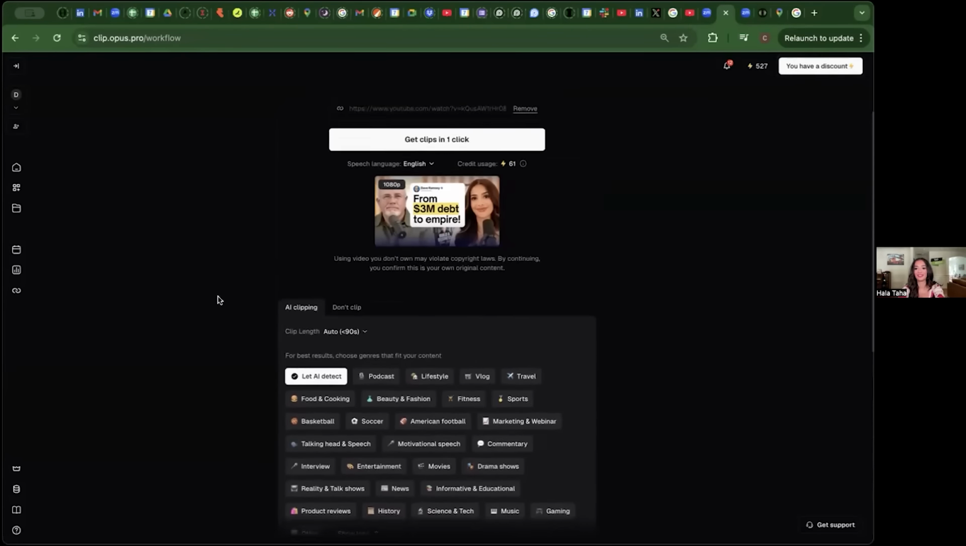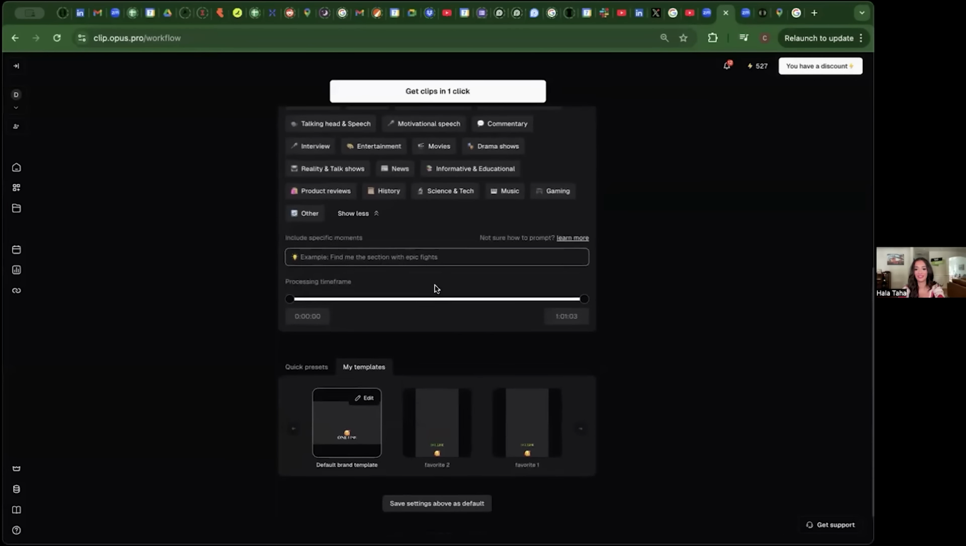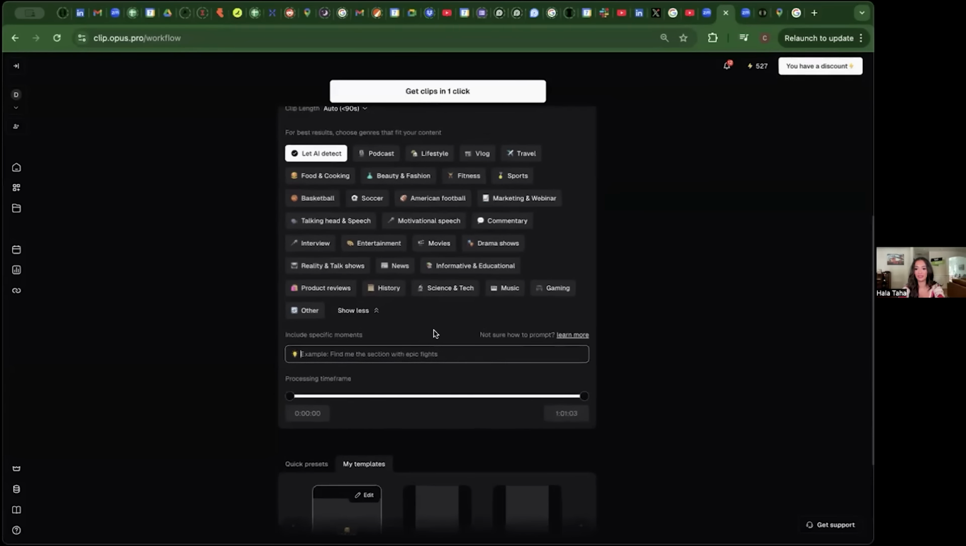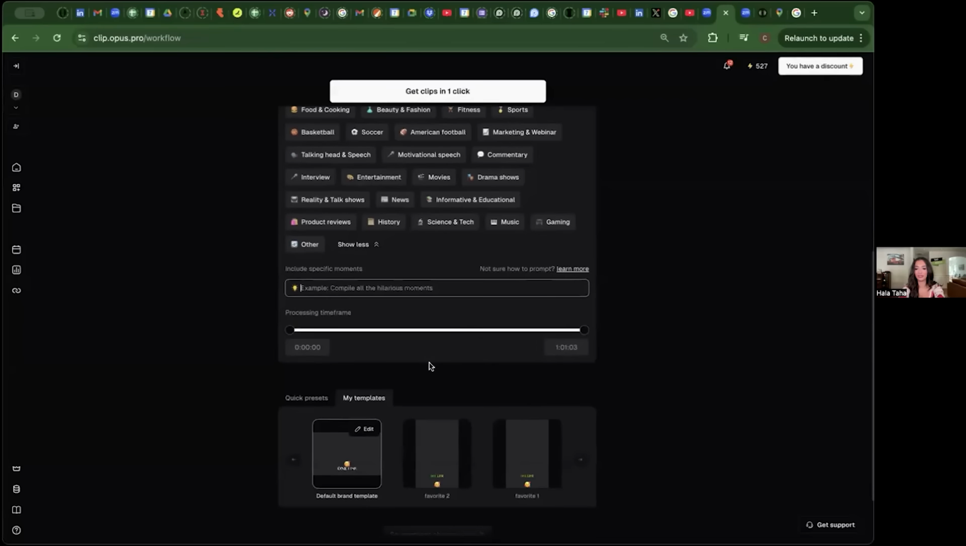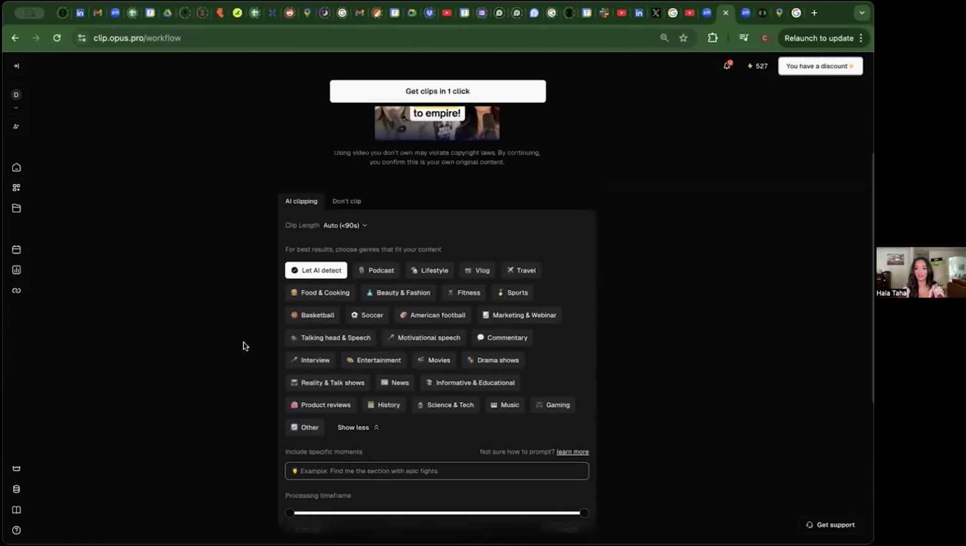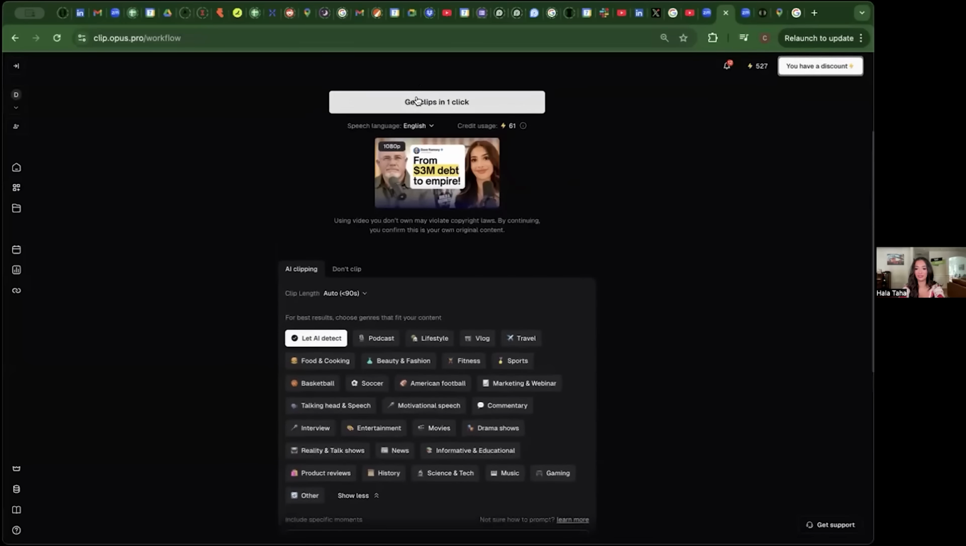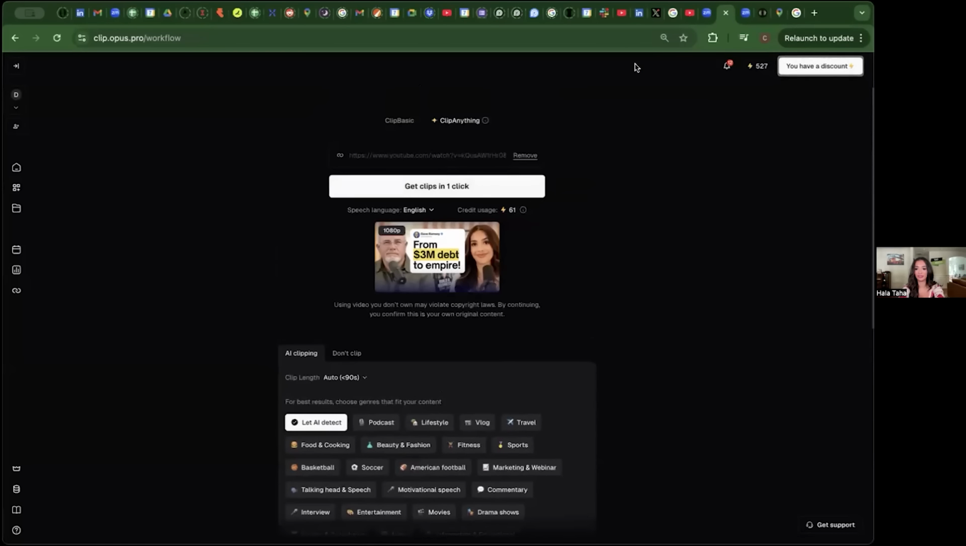Now, the final thing we want to do before we launch is pick our template. So you can build out all these brand templates with a bunch of customized features. You can have a wide layout, vertical layout, whatever layouts you want, whatever caption styles you want, emoji styles, all that kind of stuff you can set up in your brand templates. In this case, I want a vertical template because I'm just clipping for 90 seconds or less. And then I click Get Clips in one click, and the clips will be ready in 5 to 10 minutes.